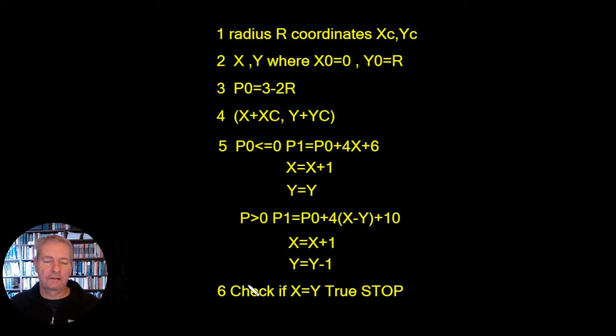It's best seen by working through an example, as all of these algorithms are. But at least you've seen it derived once, and if you want to know where to get it, you know where you can come to. In the next video, we'll go through a quick example of using this, and then we'll look at it in our assembly language. We will load it into our machine and we'll see it drawing a circle.